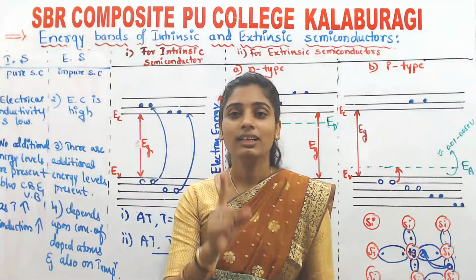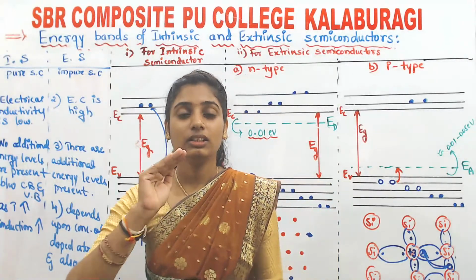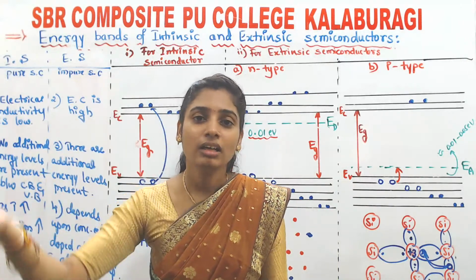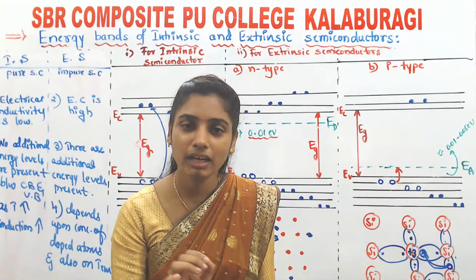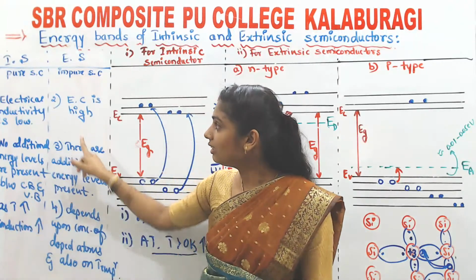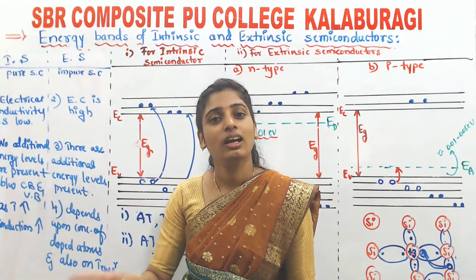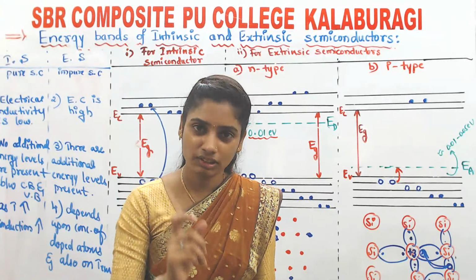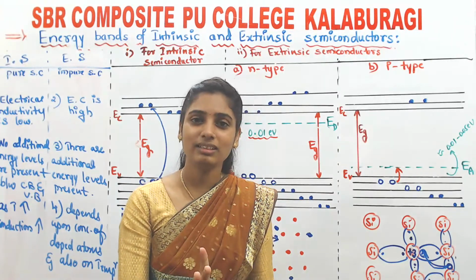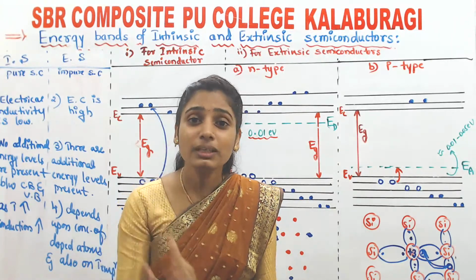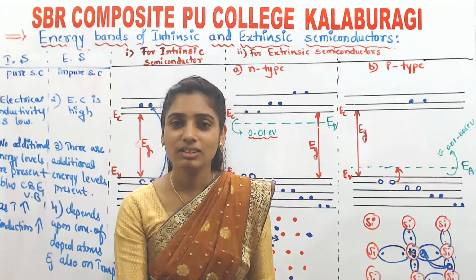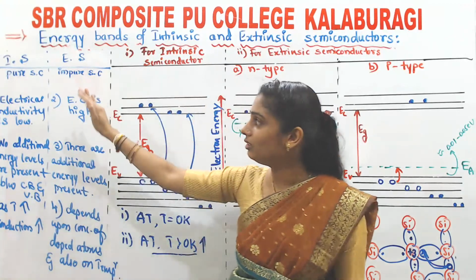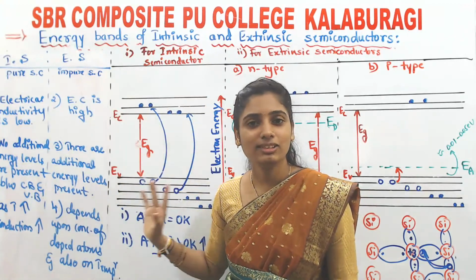Let me take the fifth difference. In intrinsic semiconductors, the charge carriers, that means the number of electrons in the conduction band and the number of holes in the valence band, will be equal. But in extrinsic semiconductors, in n-type semiconductors, the majority charge carriers are electrons and the minority charge carriers are holes. In p-type semiconductors, the majority charge carriers are holes and the minority charge carriers are electrons. So this is about the difference between the intrinsic and the extrinsic semiconductor.